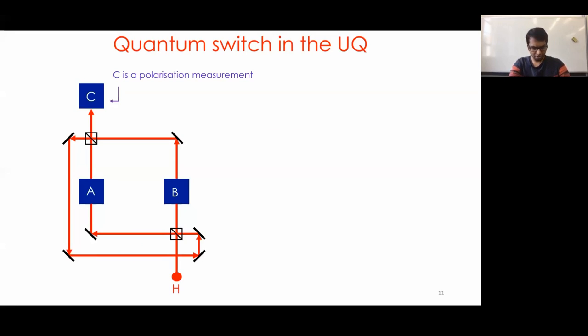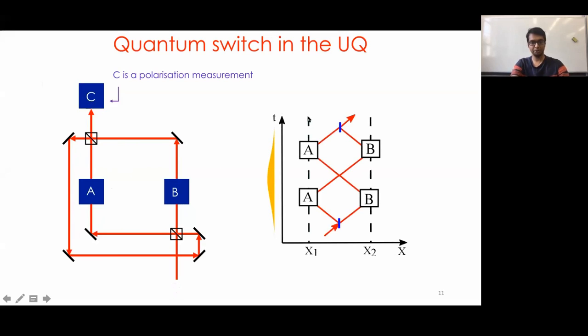You can see when the photon is horizontally polarized, it goes through B first and then A, and then it goes through the output. However, when the photon is vertically polarized, it goes through A first and then B and to the output. And a diagonally polarized photon will admit a superposition of two different orders. As you can see, in both rounds, the photon passes through the same axis. So the spatial separation issue is resolved.